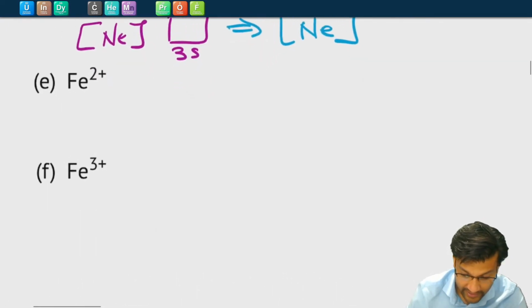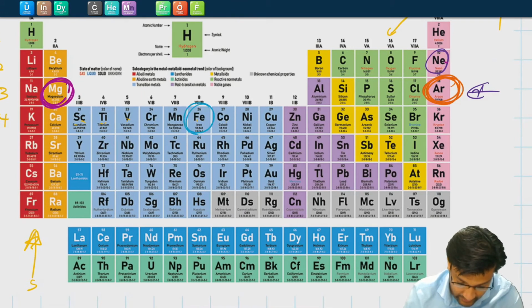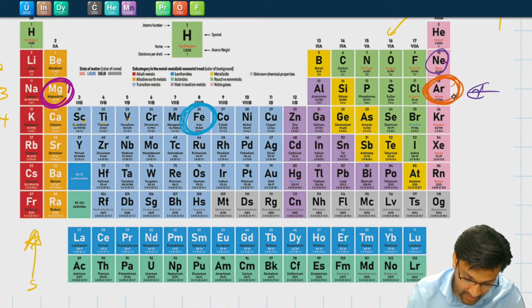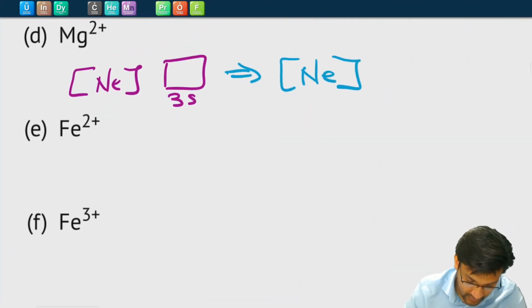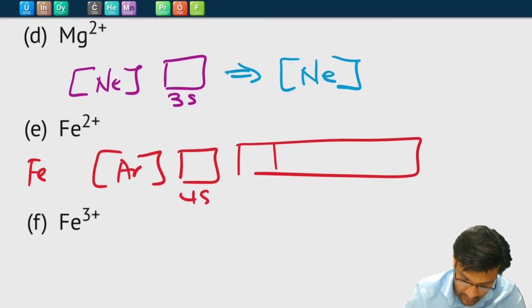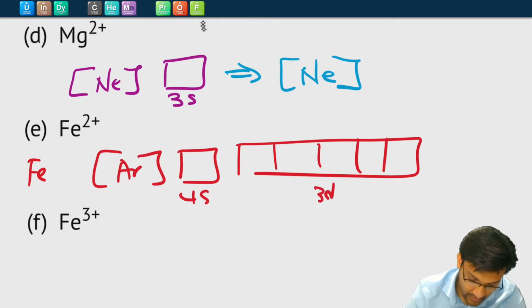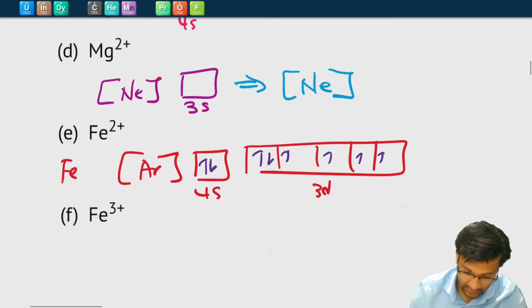So let's look at iron 2 plus. Iron is here, which means that we'll start with argon. We'll have the 4s subshell and then the 3d subshell, which will have 1, 2, 3, 4, 5, 6 electrons in it. So let's look at iron. So just for regular iron, we'll start with argon. We'll have the 4s subshell and then the 3d subshell. 4s will have 2, 3d will have 1, 2, 3, 4, 5, 6 electrons in it.